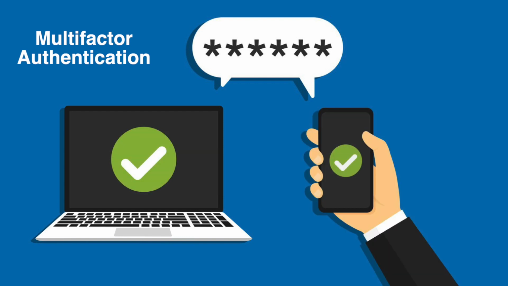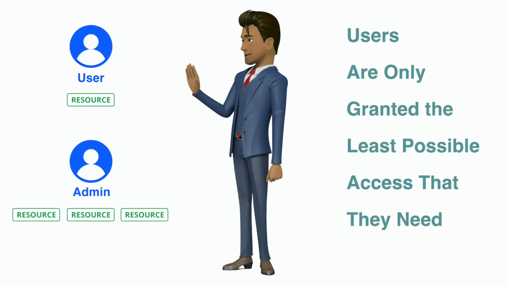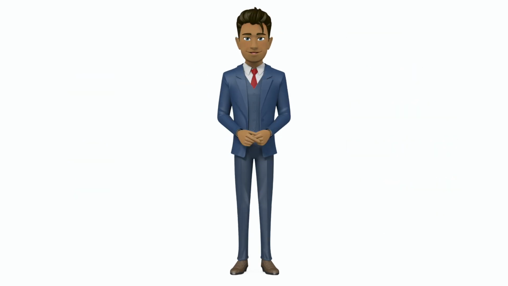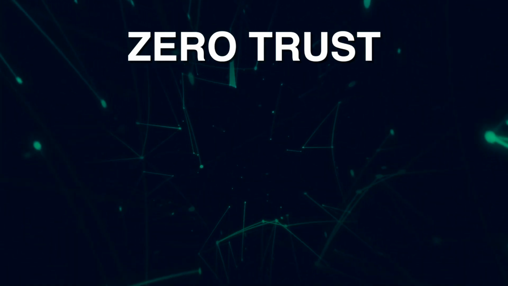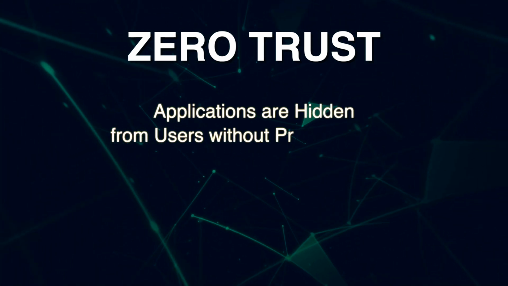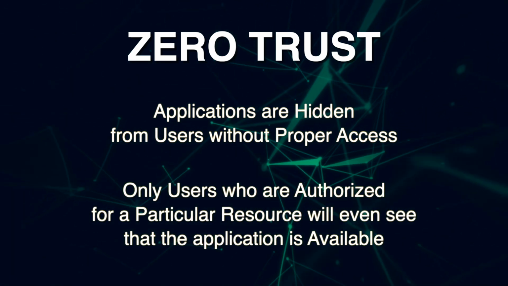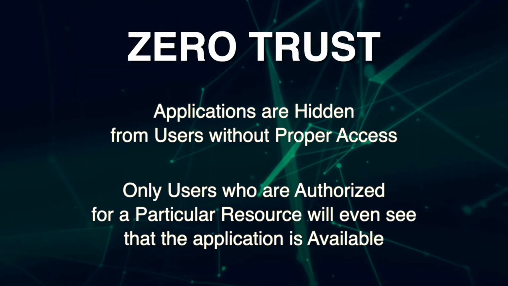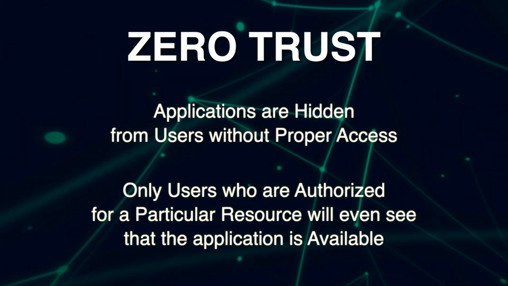Context is about how the user is trying to access the resource. This pillar is based on the least privileged security model where users are only granted the least possible amount of access that they need. Access to additional resources or more sensitive data should include a step-up authentication process. In Zero Trust, this concept is taken a bit further where applications are hidden from users without proper access. Only users who are authorized for a particular resource will even see that the application is available. This minimizes friction such as access denied messages.